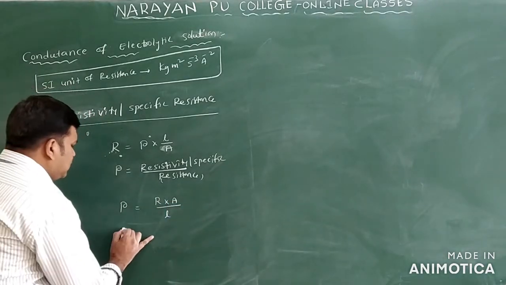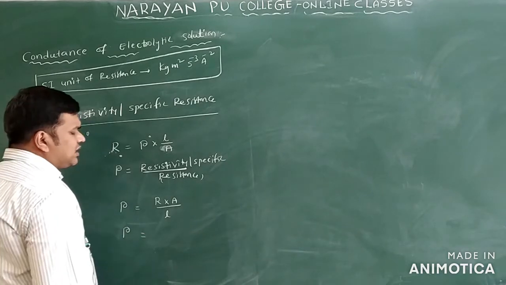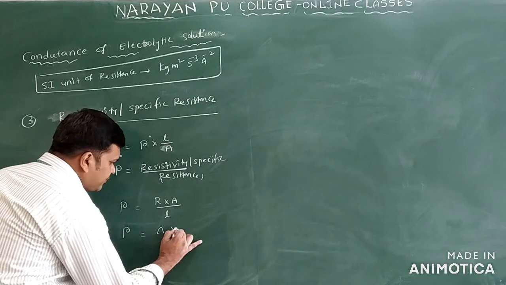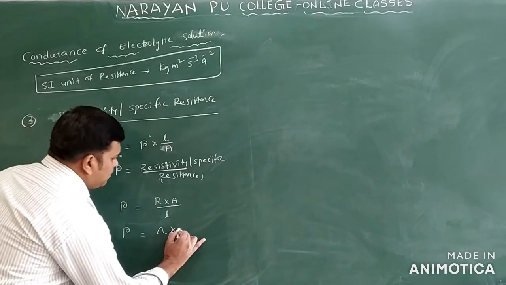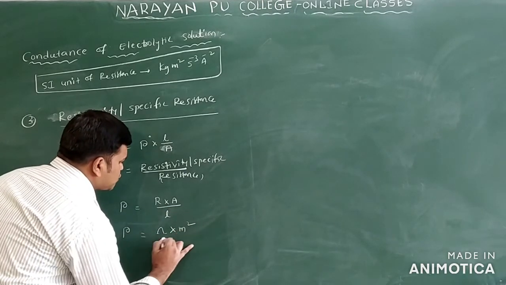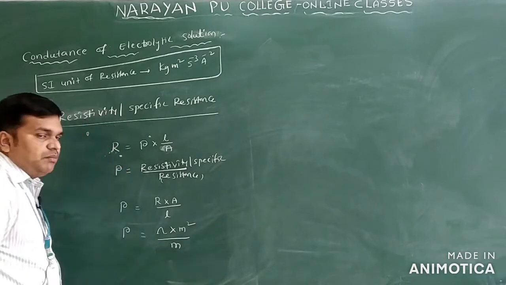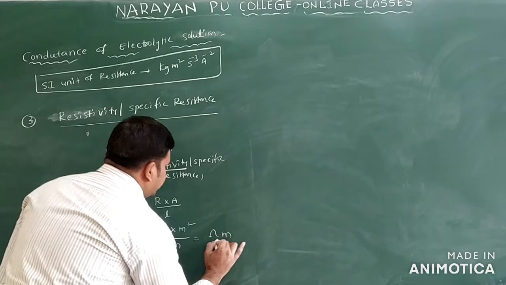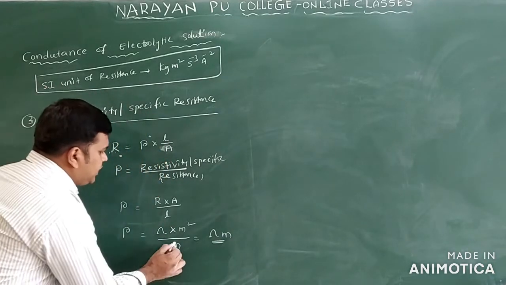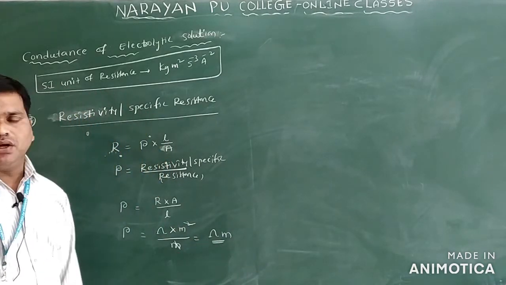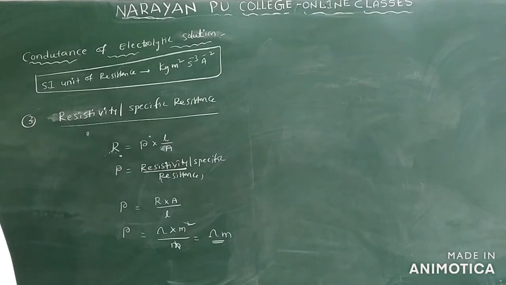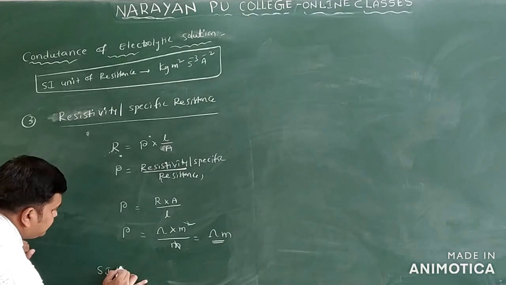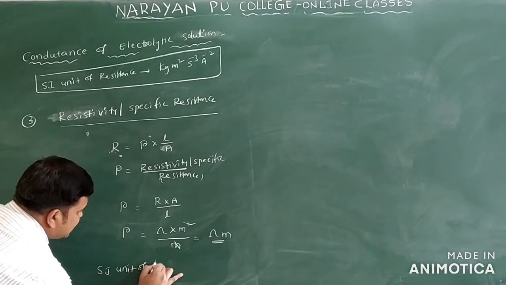So here rho is equal to, what are the units of resistance? That is ohm, into area, which is meter square, divided by length, which is meter. From this, meter square by meter, meter cancels, and you will get ohm meter only. So this is the SI unit of resistivity.